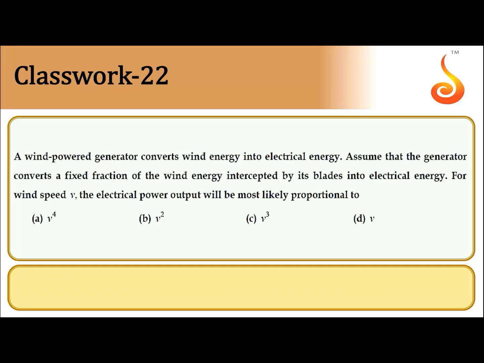22. A wind powered generator converts wind energy into electrical energy. Assume that the generator converts a fixed fraction of the wind energy intercepted by its blades into electrical energy. For wind speed v, the electrical power output will be most likely proportional to.